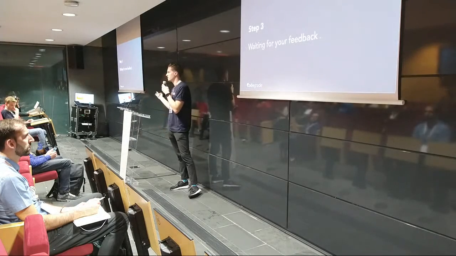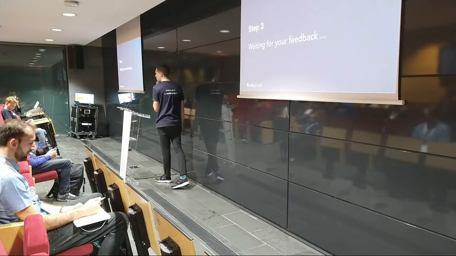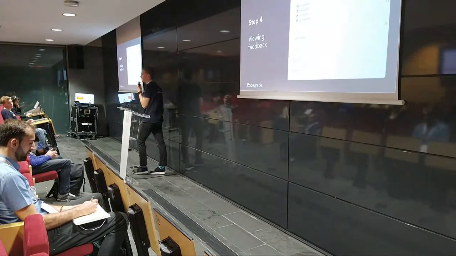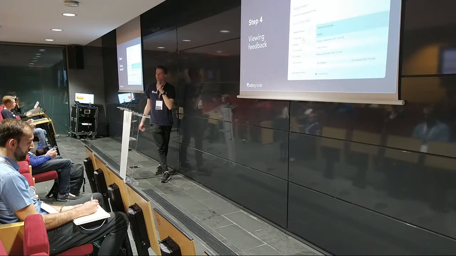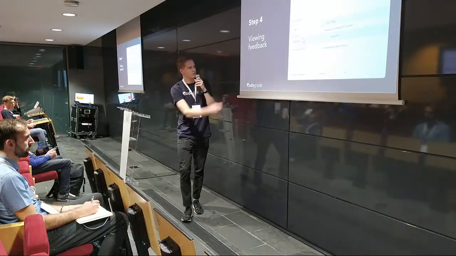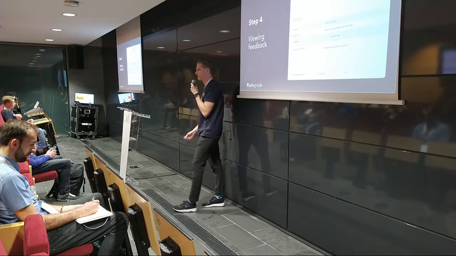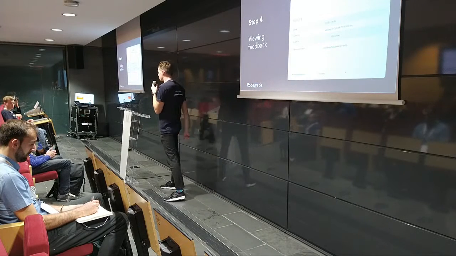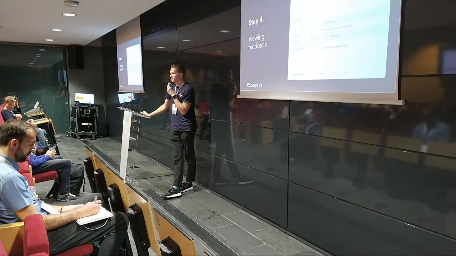And then the third part is you have to wait for your feedback. And as I said before, that usually takes a very long time. And then step 4 is basically viewing the feedback, and that's going to the assignment. Then when you scroll down in Moodle, you see a grade usually, and then a feedback comment, and usually something in the line of not everything works, you get a 6. So let's try and improve this.